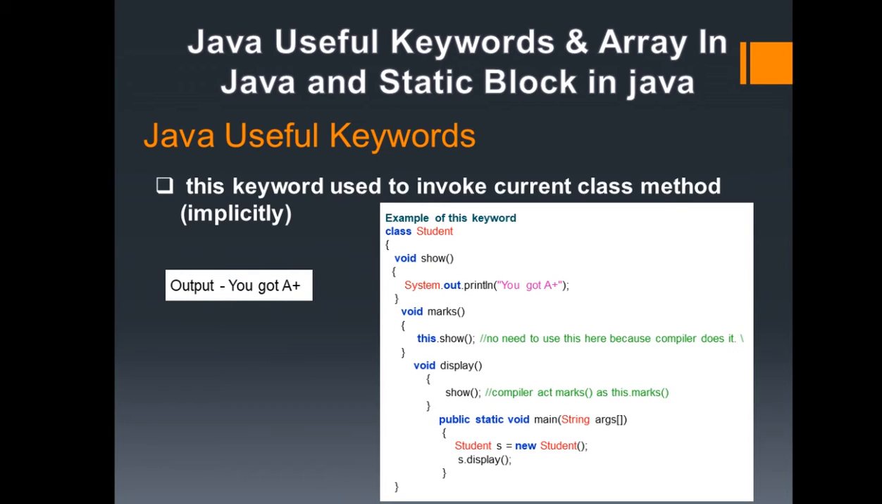This is the example that we showed previously, so no need to explain it, and its output is you got A plus. Here we have void show with System.out.println("you got A"), and void marks with this.show. No need to use this here because the compiler does it. So that's why you got A plus on output.